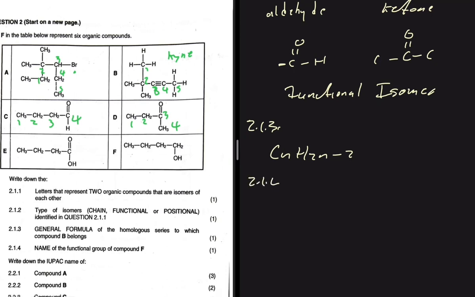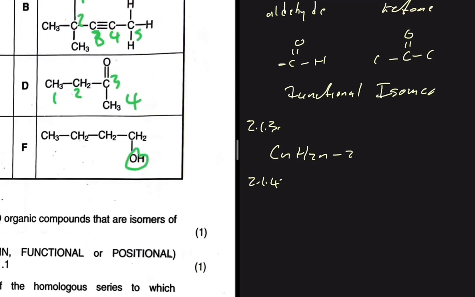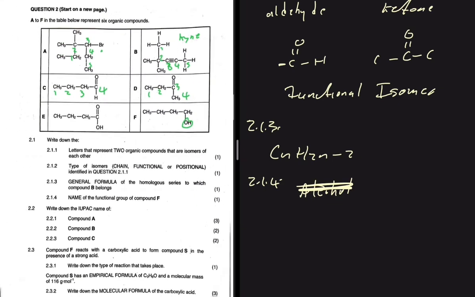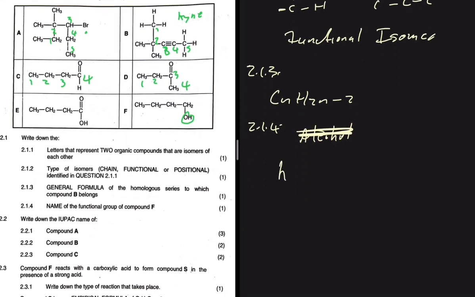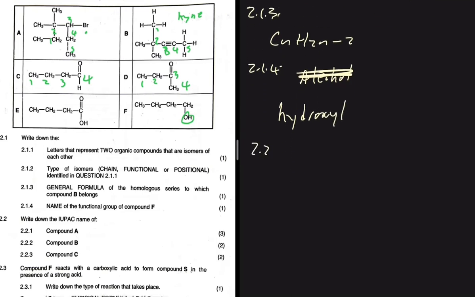And 2.1.4, name of the functional group of compound F. So compound F, we have OH here, so we already know that that's an alcohol, right? That's an alcohol. So what is the name of the functional group? Hydroxyl. For 2.1.4 we have hydroxyl. And then 2.2, we're looking for the IUPAC name.